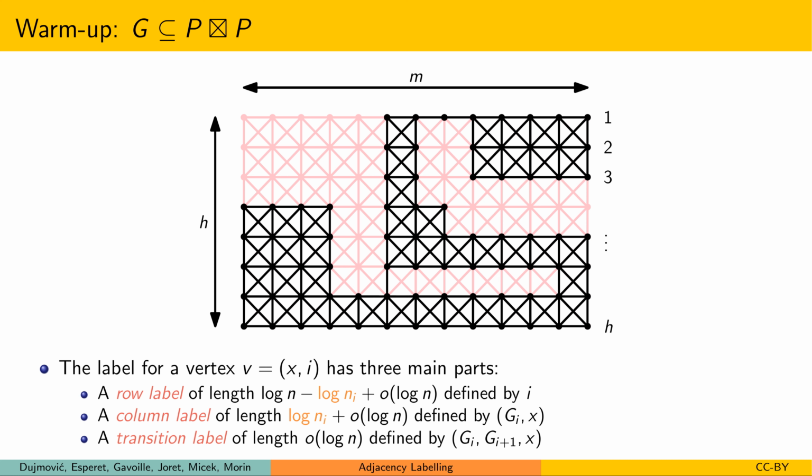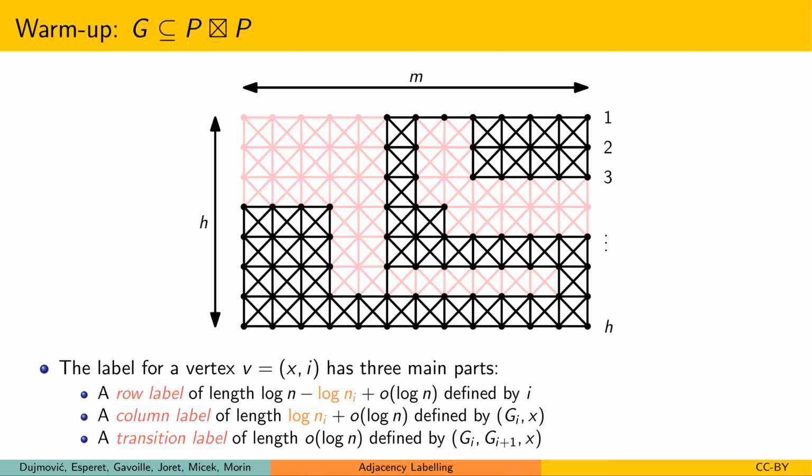Each vertex label has three parts: a row label, a column label, and a transition label. The row label identifies which row i, v is in. Every vertex in the same row receives the same row label. The row labels are designed so that using the row labels of two vertices, we can determine if the vertices are in the same row, in two consecutive rows, or in two distinct rows that are not consecutive.